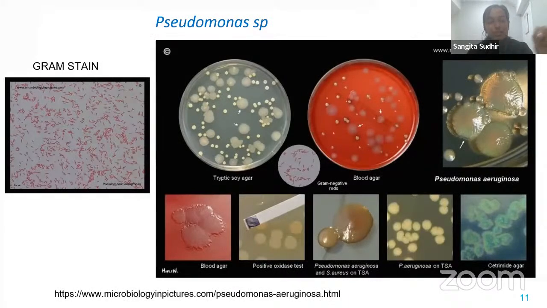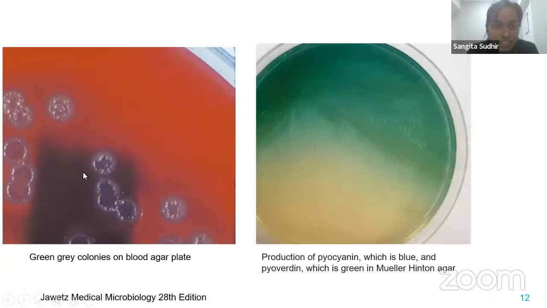So this is the gram stain of Pseudomonas, and this is how it looks. These are gram-negative rods, and these are its cultures. As you can see, the greenish fluorescent color, and they grow well at 42 degrees Celsius. They have a corn-like, taco-like odor, and this is the positive oxidase test. You can see the mucoid colonies, which could be because of alginate production. These are yet another example: green-gray colonies on a blood agar plate, with production of pyocyanin pigments.